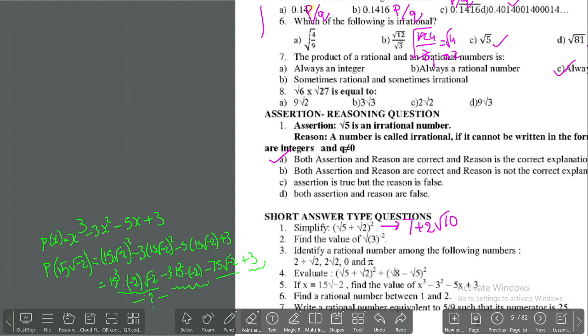225 into minus 30. If you tell, I will go with the answer. 225 into 30, minus, 6750 root minus 2. Then again it is minus of minus, plus 15 square, 225 into 6.